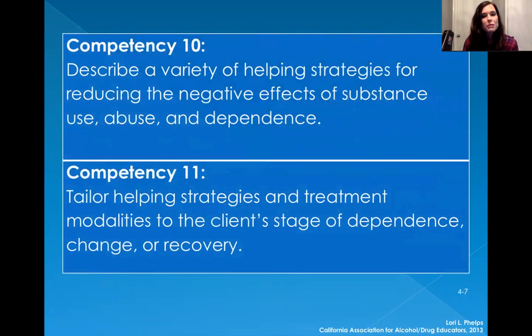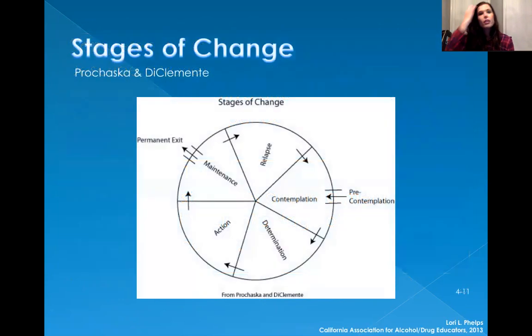So we're going to describe a variety of helping strategies for reducing the negative effects of substance use, abuse, and dependence. And we want to tailor helping strategies and treatment modalities to the client's stage of dependence, change, or recovery. So let's look at the stages of change by Prochaska and DiClemente. So people start at the pre-contemplation stage.